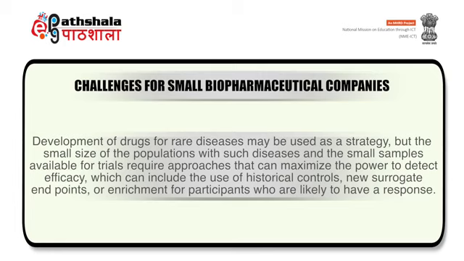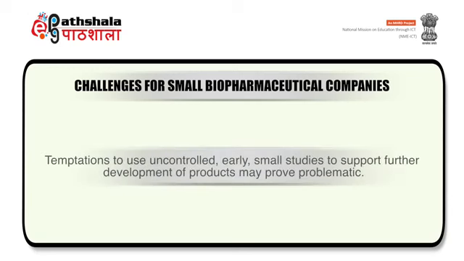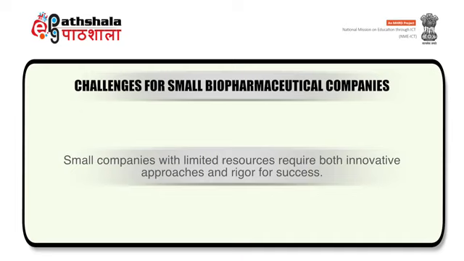such diseases and the small samples available for trials require approaches that can maximize the power to detect efficacy, which can include the use of historical controls, new surrogate endpoints, or enrichment for participants who are likely to have a response. Temptations to use uncontrolled early small studies to support further development of products may prove to be problematic. Therefore, small companies with limited resources require both innovative approaches and the rigor for success.